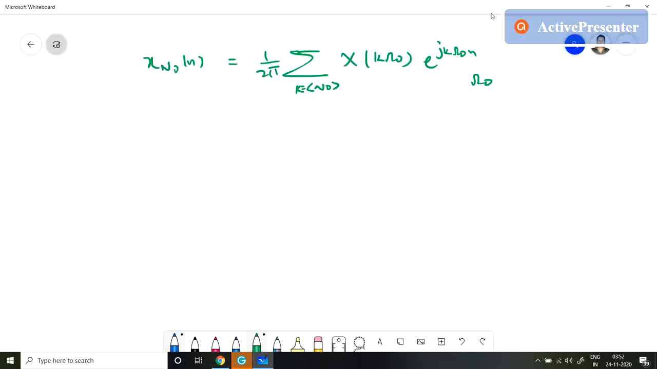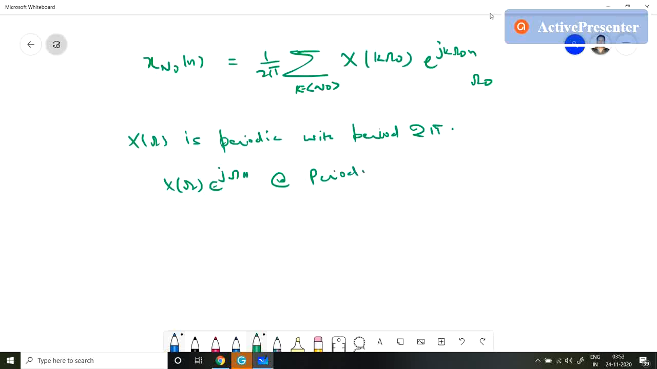So what we are going to get finally is that this X omega is periodic with period 2 pi. Also e raised to the power j omega n is periodic with period 2 pi. So the product X omega e raised to the power j omega n will also be periodic with period 2 pi.